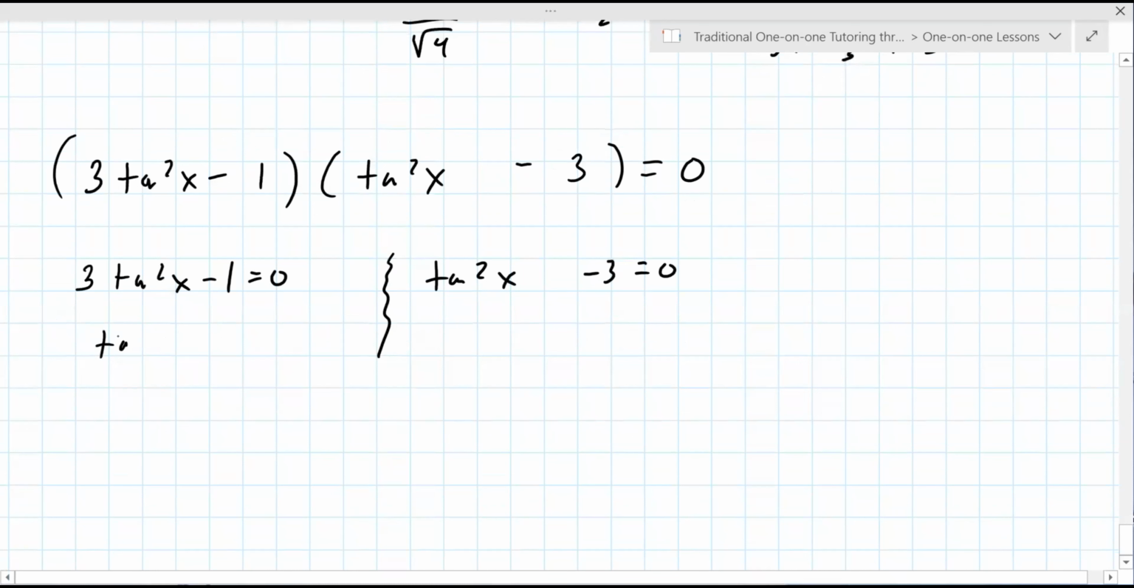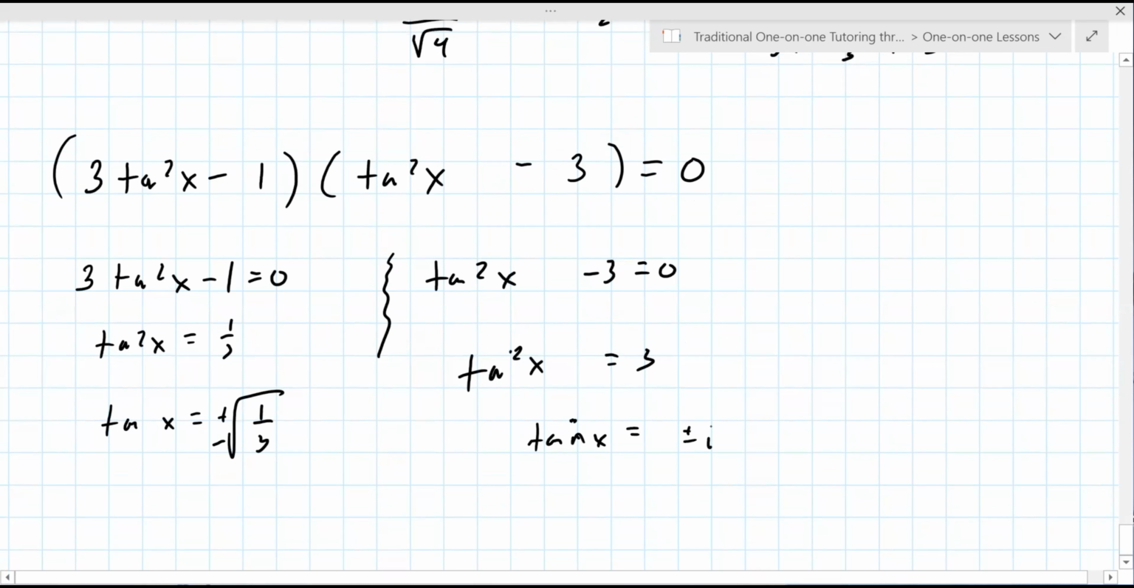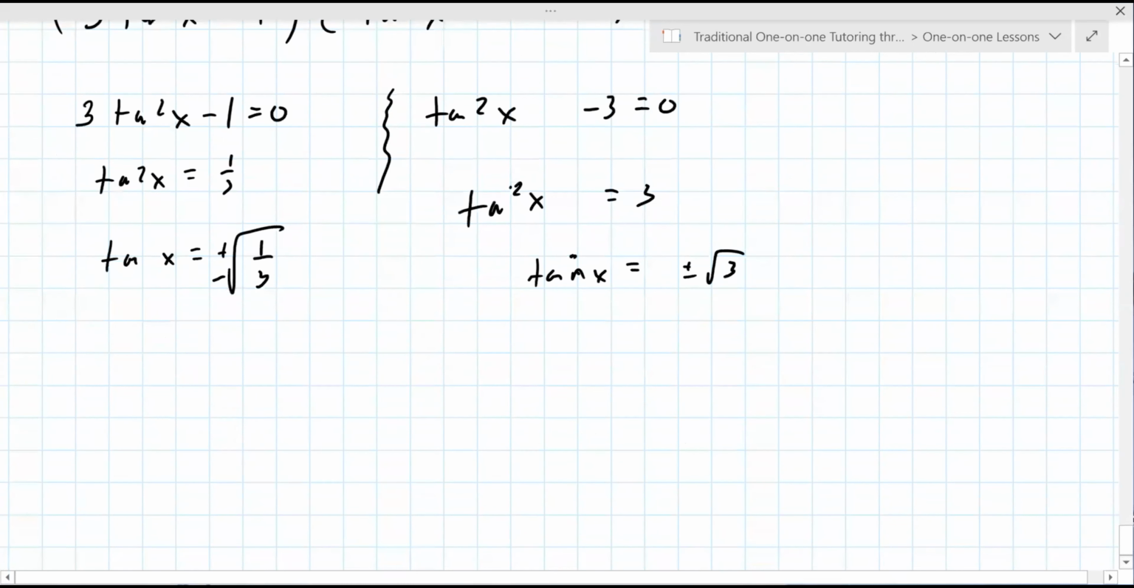So it's tangent squared x equals 1/3. Tangent x equals plus or minus the square root of 1/3. And then on the right here, tangent squared x equals 3, so tangent of x equals plus or minus the square root of 3. On the left, it becomes plus or minus 1 over the square root of 3, but then you rationalize it. So you get tangent x equals plus or minus the square root of 3 over 3.